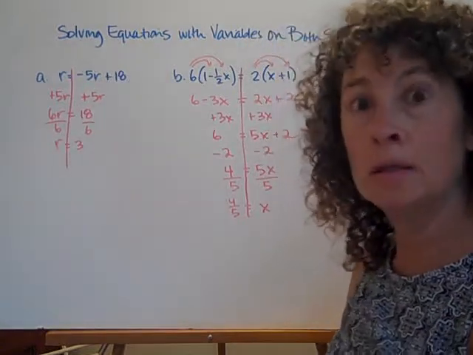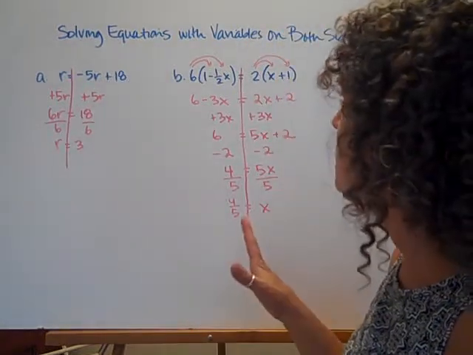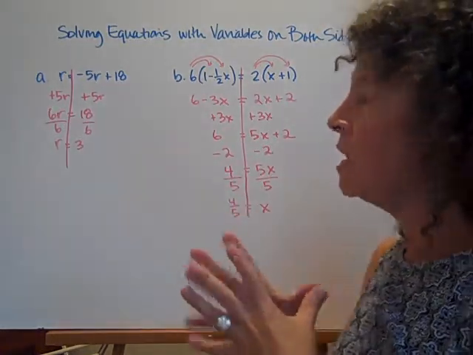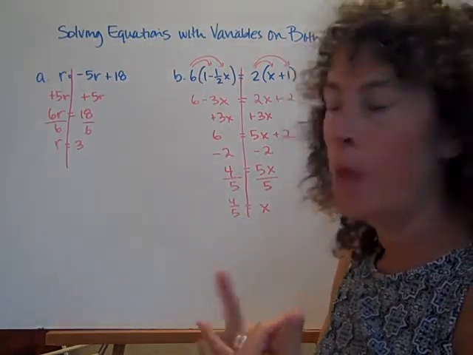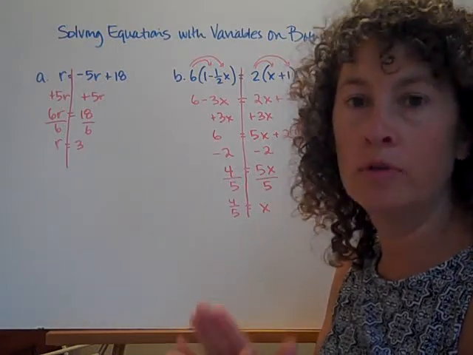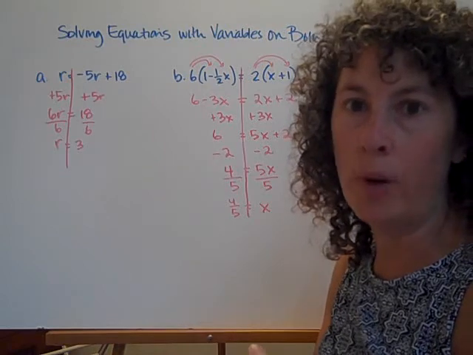Okay, let's get a little more complicated. So, solving equations with variables on both sides. We've looked at equations that just have one step. We've looked at equations that have more than one step. And we've looked at equations that also have that distributive property in there.